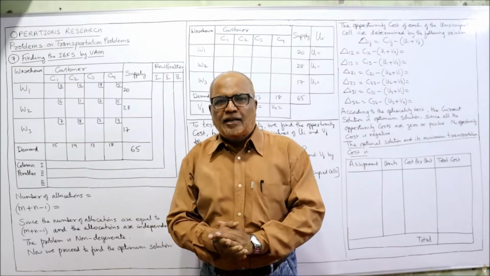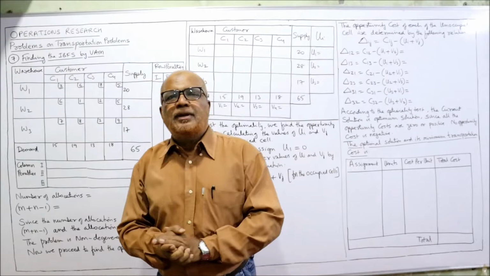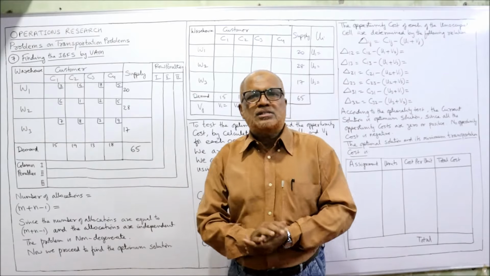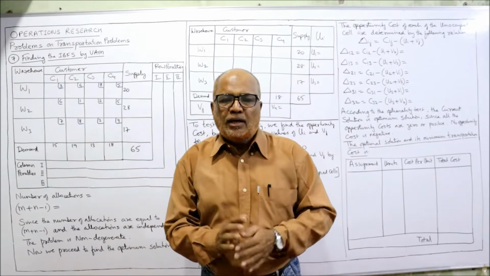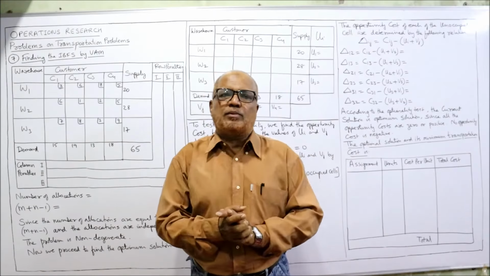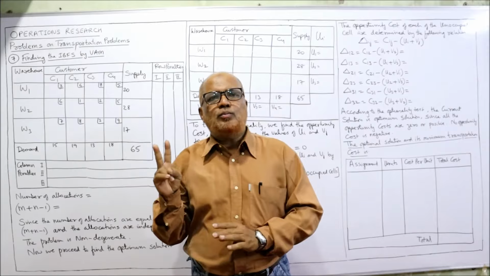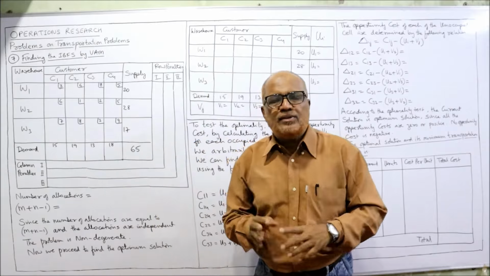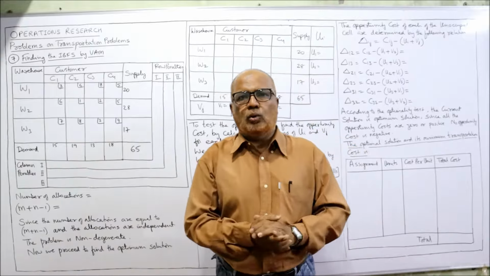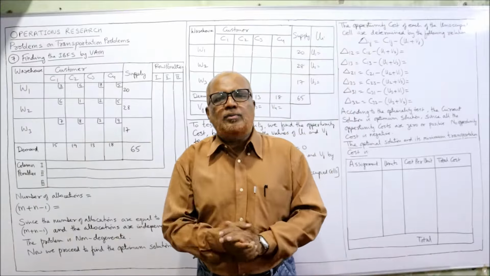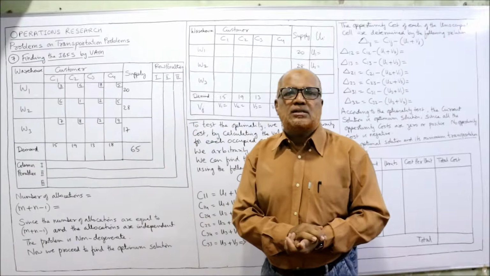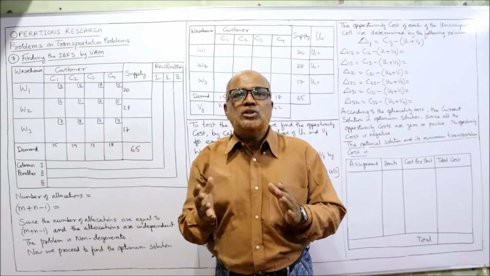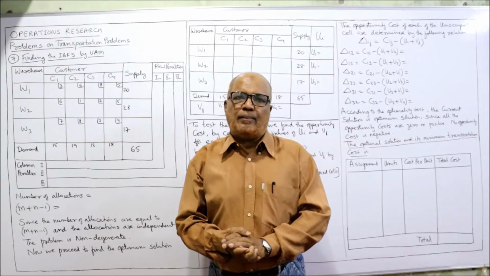I'm Hasham. In the last two videos, I have completed 6 problems on transportation. In this video, I am going to do the 7th problem. In the last 6 problems, two problems I have done on IBFS, finding out the IBFS through the northwest corner rule. 2 problems on IBFS by the least cost method. And 2 problems on Vogel's approximation method, VAM.